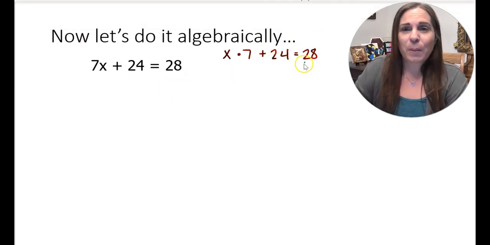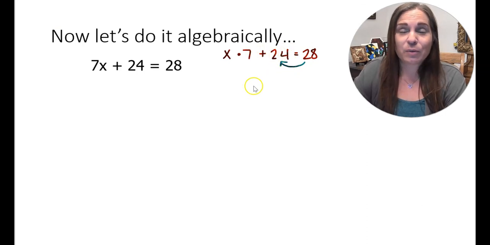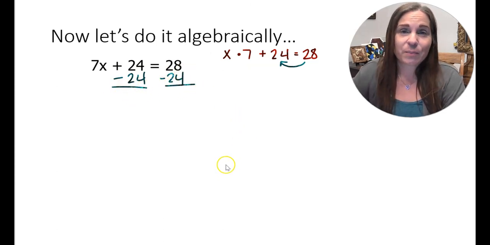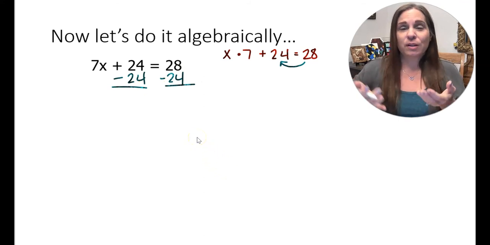So if I go back, the first thing I have to undo is adding 24. The inverse of addition is subtraction, so I'm going to subtract 24. Now, you'll notice that I'm doing it from both sides. You can think of an equation like a balance scale. As long as you do the same thing to both sides, the scale will stay balanced.